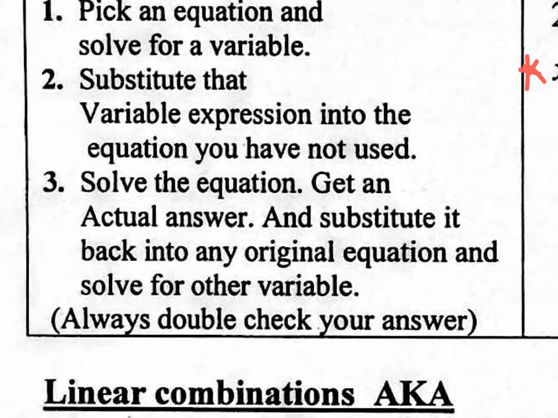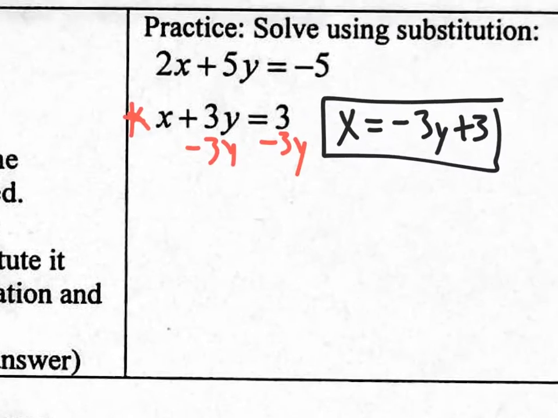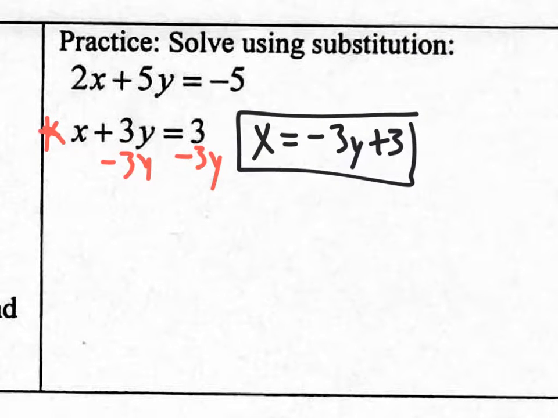It says substitute that variable expression into the equation you have not used. All right? So we're going to substitute this variable expression. What variable expression? I'm talking about this one right here. What does x equal? It equals negative 3y plus 3. So we're going to take the negative 3y plus 3 part, and substitute it into the equation we have not used. Which one have we not used? The top one. So I'm going to plug it into the top one.